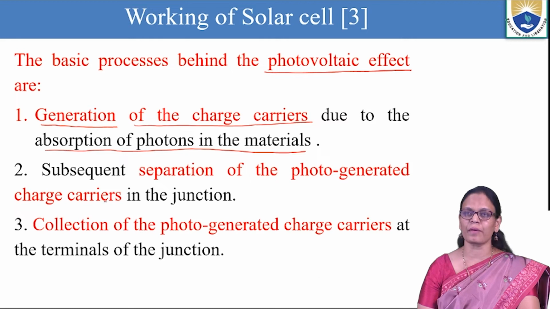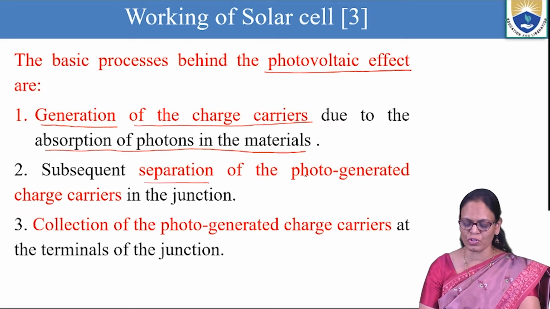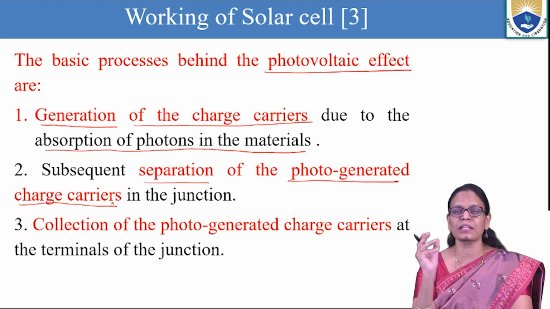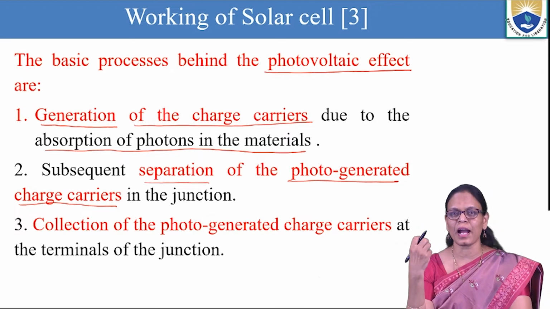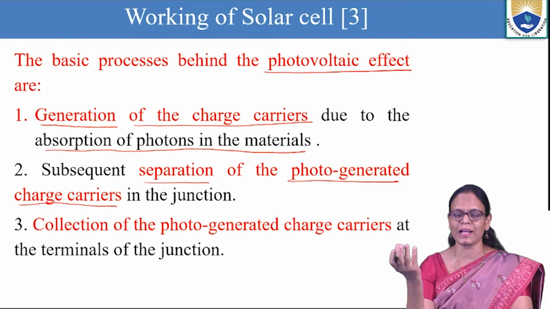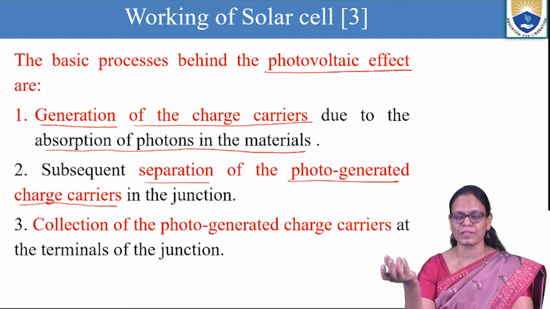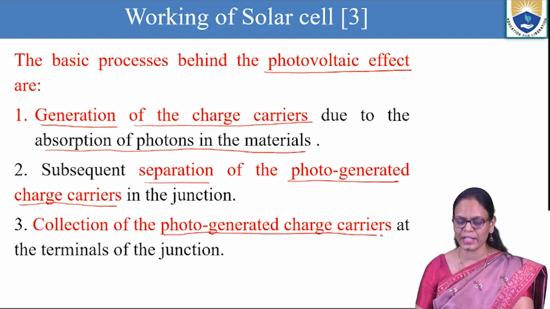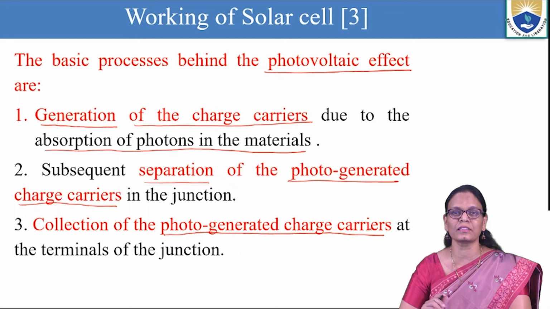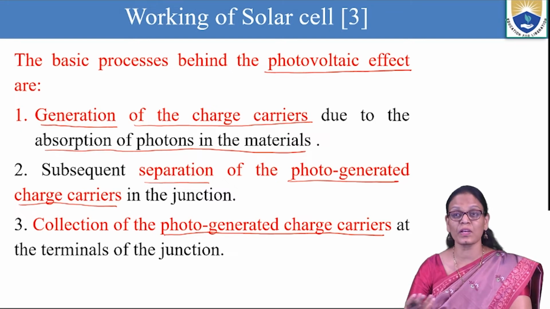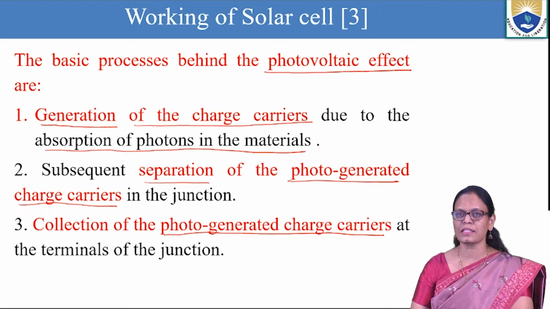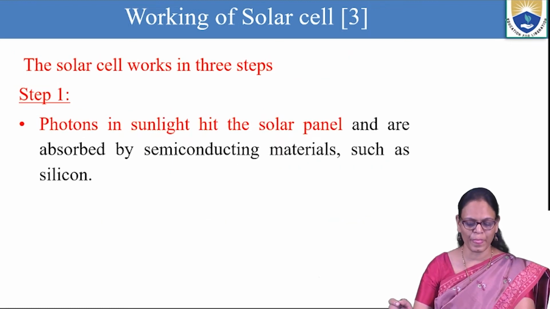In the second step, we have the separation of photo-generated charge carriers. Photo-generated means they absorb the light and then get separated as electrons and holes. Then after that, the collection of photo-generated charge carriers at the terminals of the junction gives rise to current. These are the processes. Let us understand them step by step.